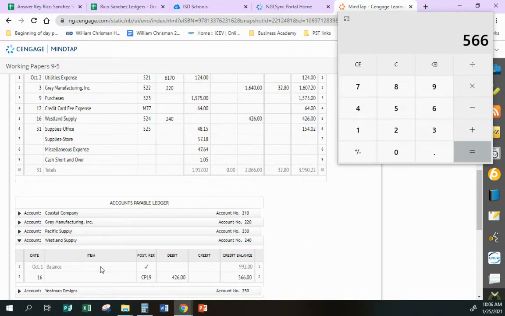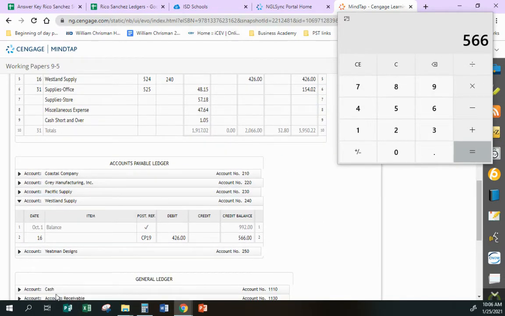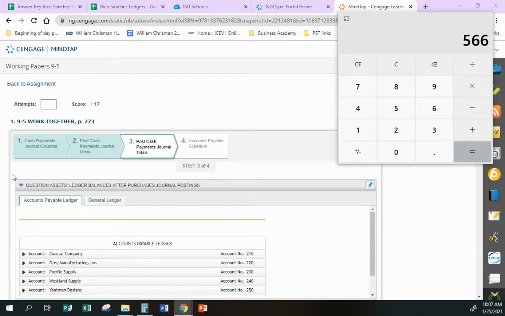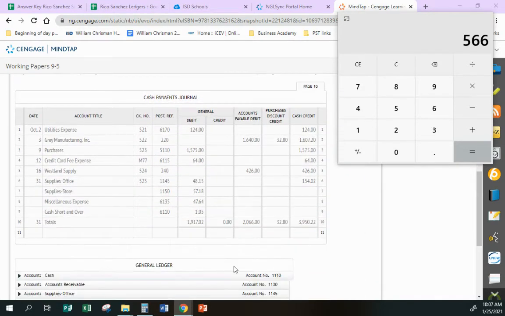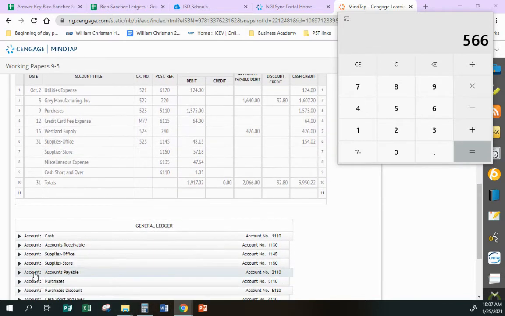So I'm going to pause now and have you go in and complete this step. Okay, after you have all those individual lines posted, we're now going to post our totals. And our totals are going to be posted to accounts payable debit to start out with.